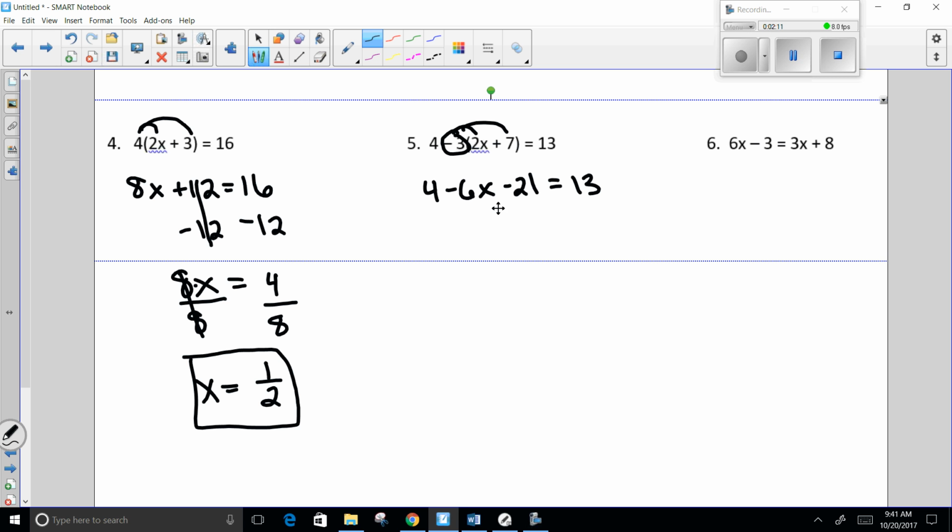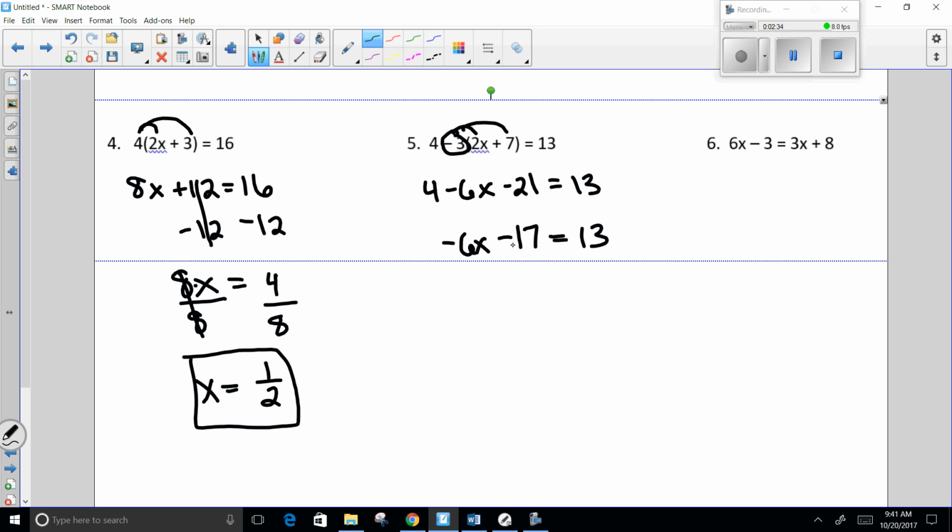So now what I do is I combine my like terms. I have 4 and I have negative 21. They're on the same side of the equation, so do the exact same operation that it tells you to. It's a positive 4 and a negative 21. So I'm going to put those together, and I'm going to get negative 17. And the negative 6x just drops down. I haven't done anything with it. The 13 just drops down.